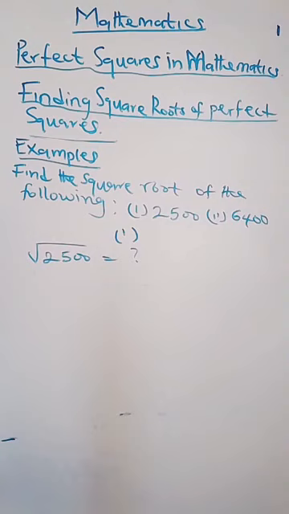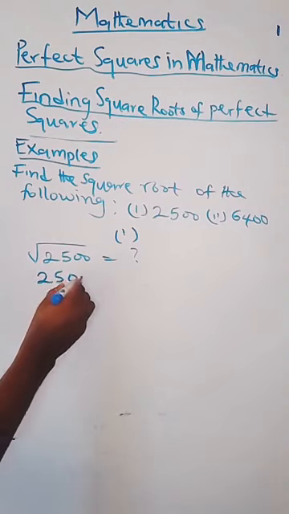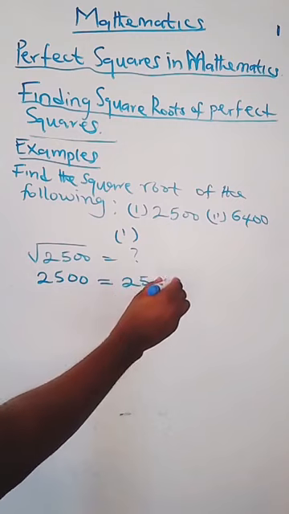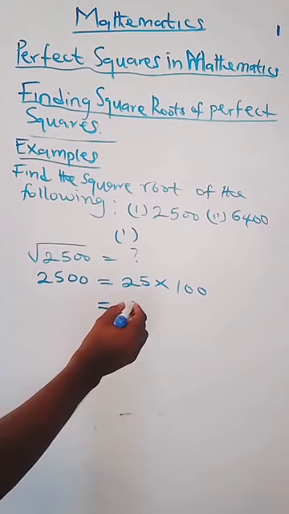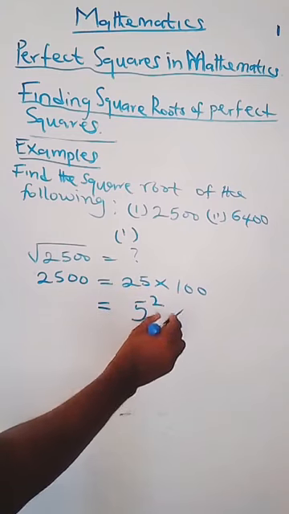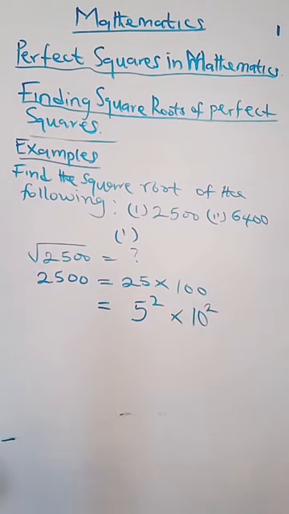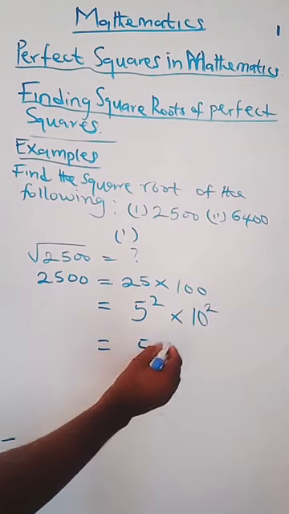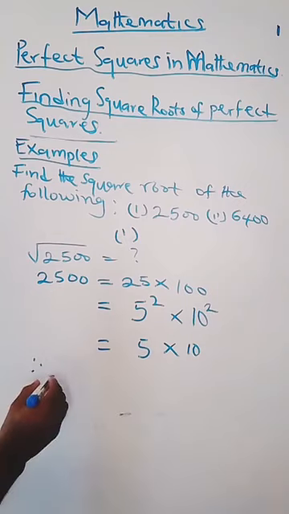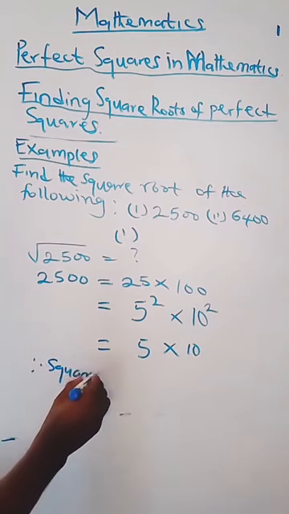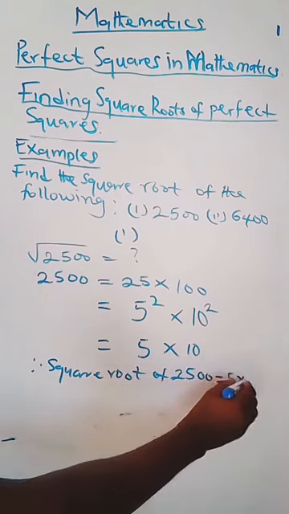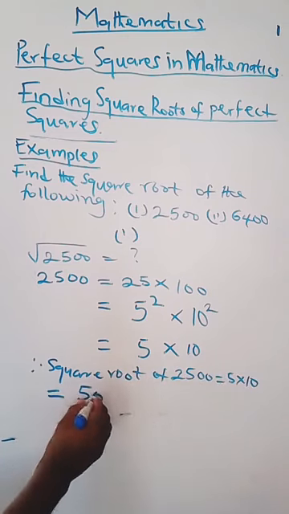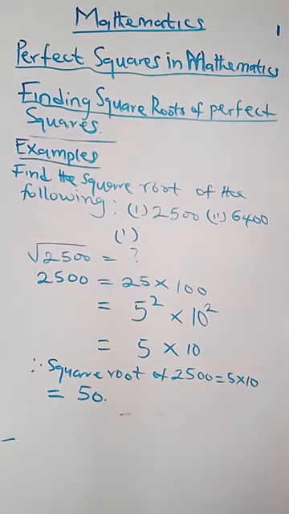Now, let us analyze 2,500 first. 2,500 is 25 times 100, right? You can break it down like that. Then, what is 25? 25 is 5 raised to power 2. And what is 100? 100 is 10 raised to power 2, right? Then you pick one from here, 5 times 10. So, therefore, square root of 2,500 is 5 times 10, which is 50. So that's how to find the square root of a perfect square in mathematics.